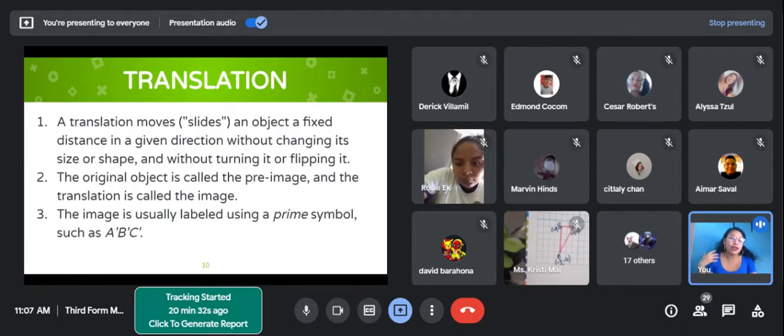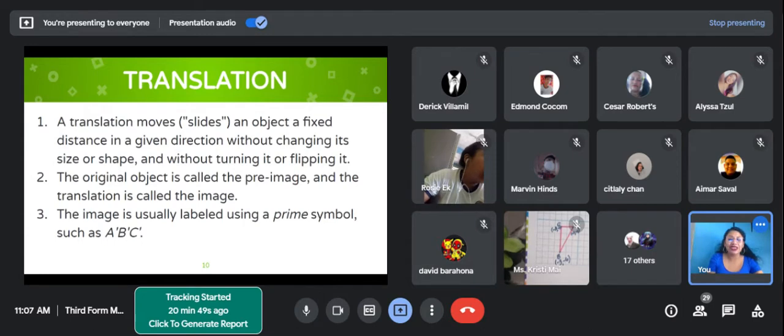The original image is called the pre-image, which we have already talked about. And the translation, the new image, is what we call the image. And we use the prime symbols, the A prime, the B prime, the C prime.